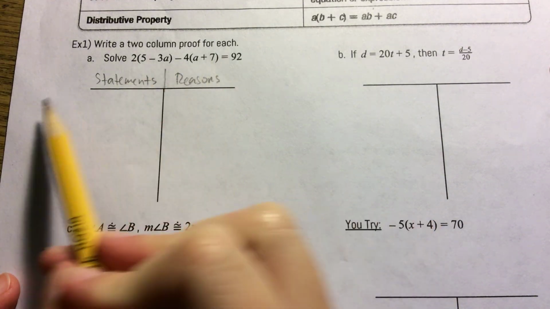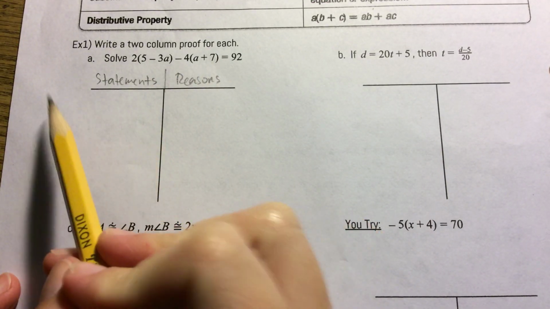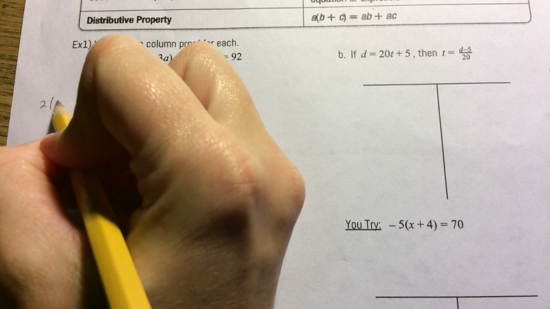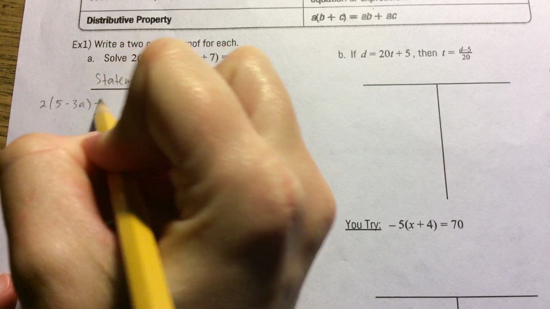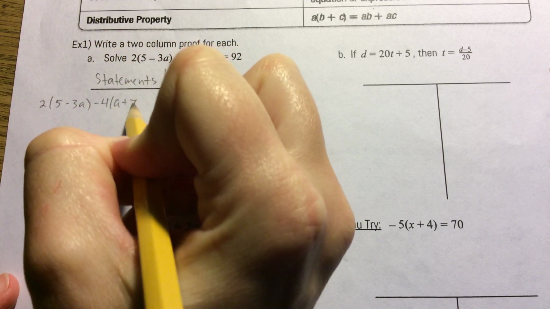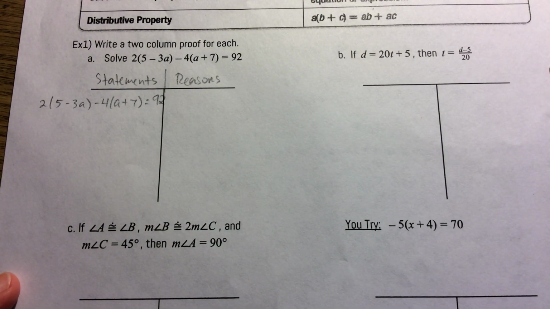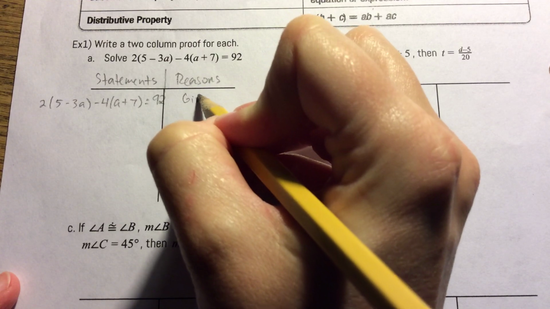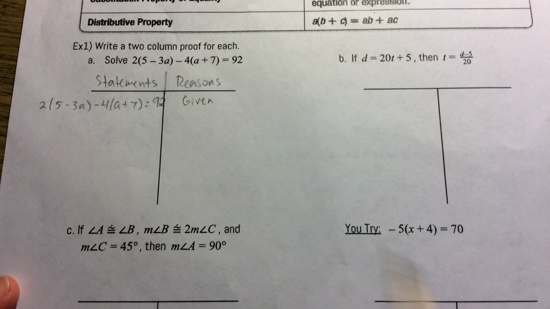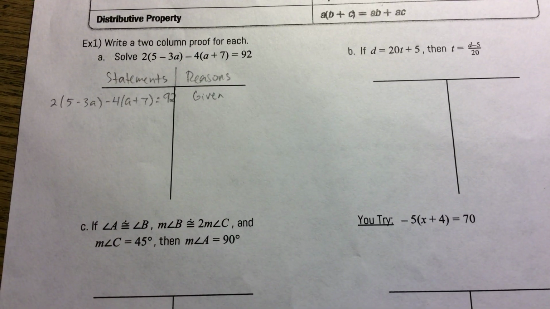So the first thing we're going to write in is the statement that they gave us is going to go here. So I'm just going to rewrite this. Try to write small if you're a large printer. And then that is going to be given. So you should always have the given in there of what they gave you in the problem.